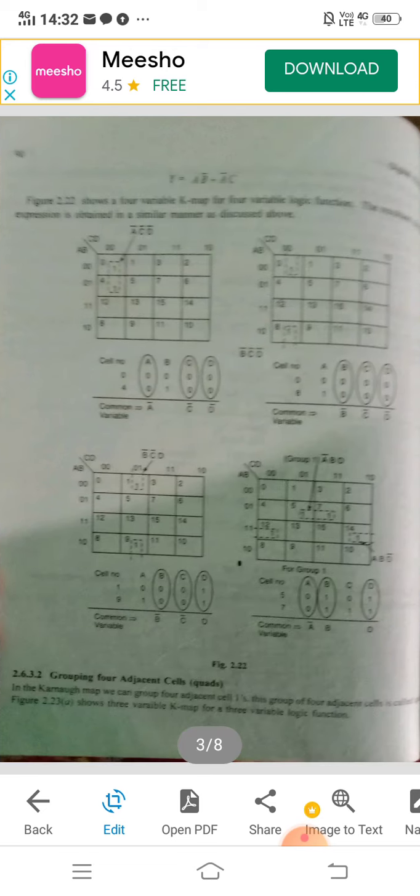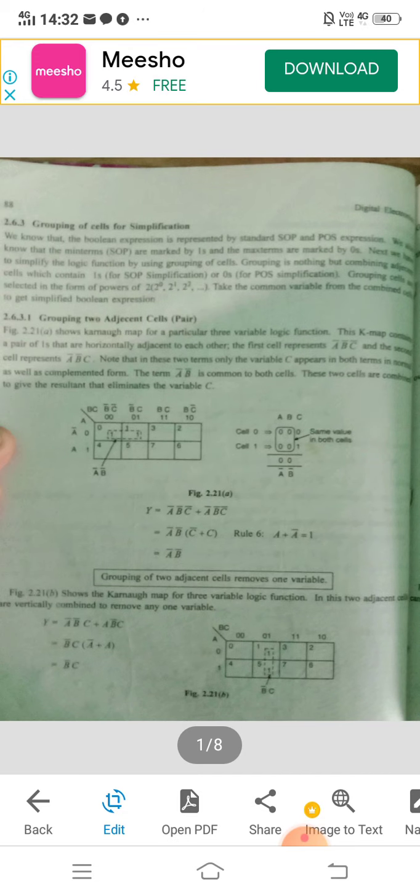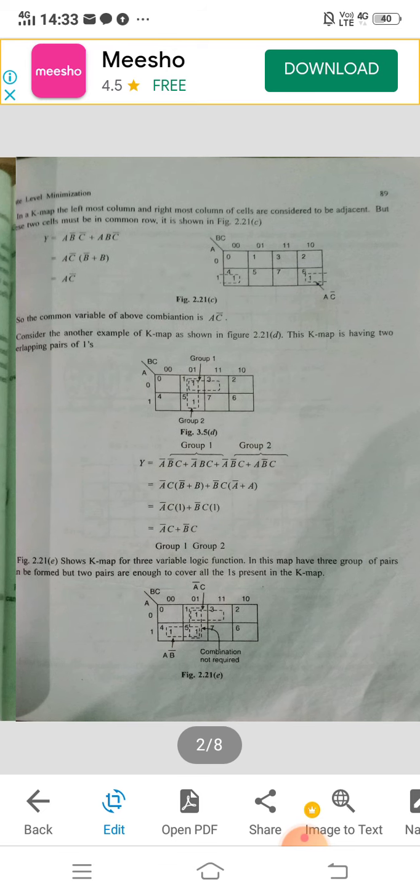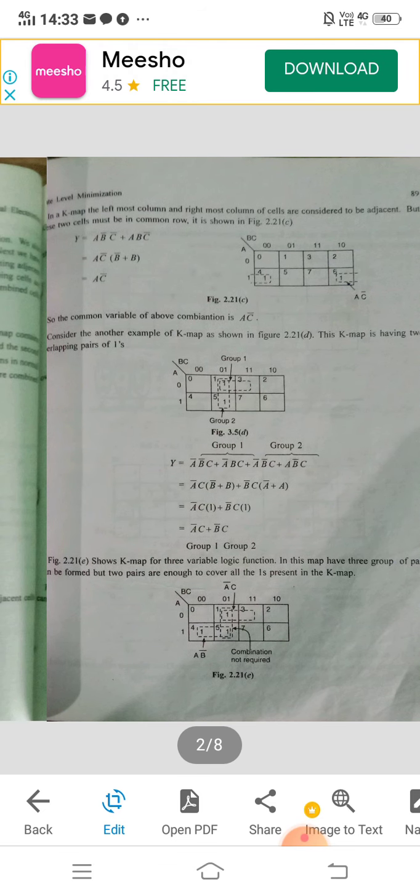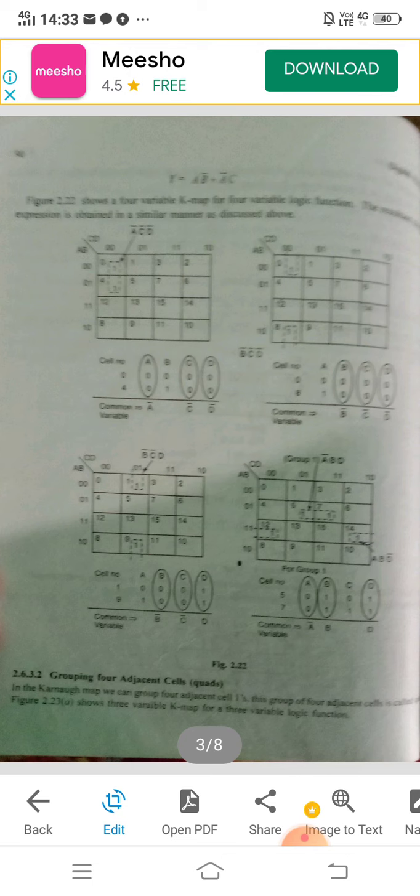Next, here also you can see different examples. You can group horizontally, vertically, and corners also, but you can't group diagonals.